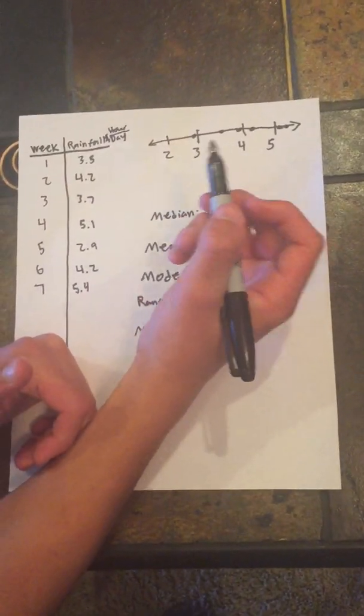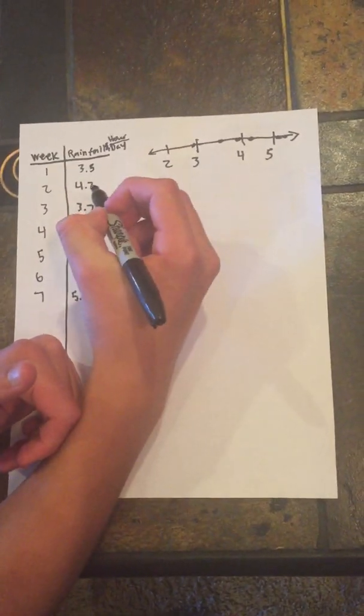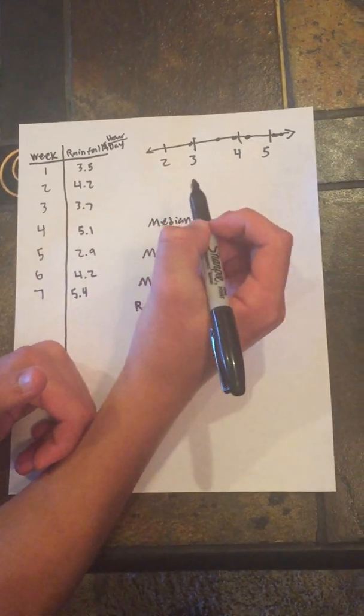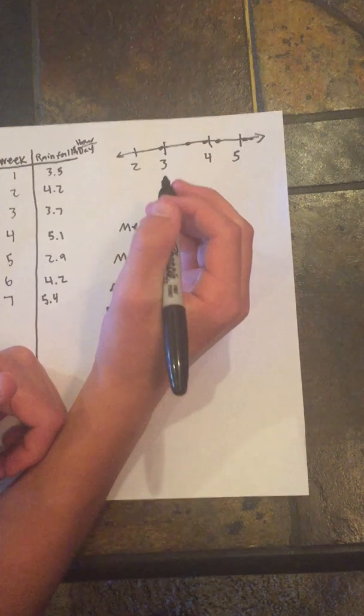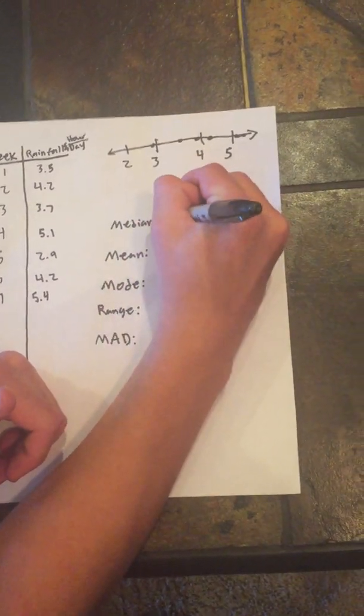What I mean is we're going to put all these numbers from least to greatest, and we're going to see which number is in the middle. So what I got is 4.2.